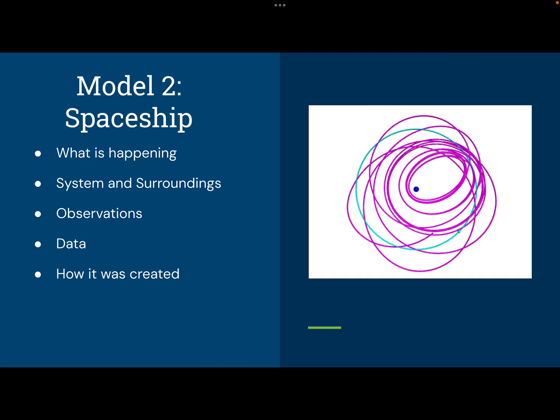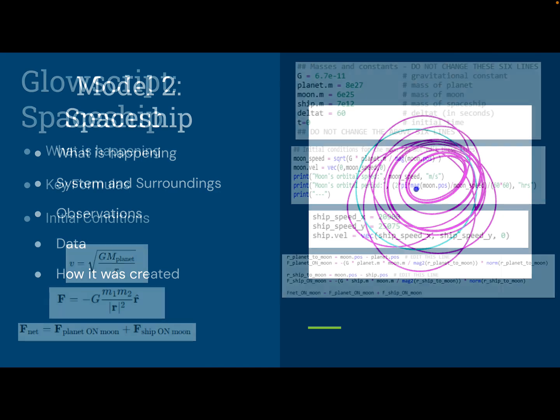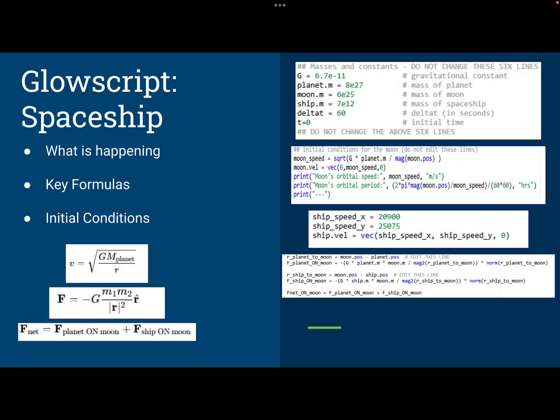Now, here's the model for our spaceship that is launched off the moon and then orbits the moon and the planet. As you see, the trajectory is all out of whack because it is being affected by both the gravitational force of the moon and the planet. And here are the key formulas we use for this code.